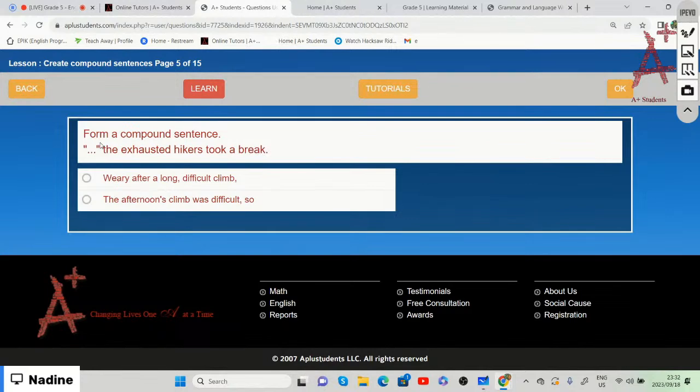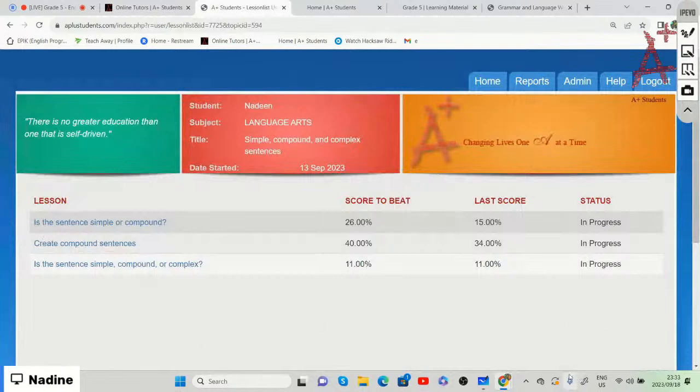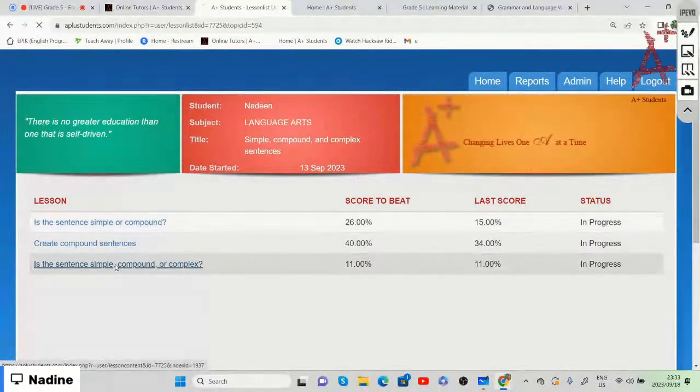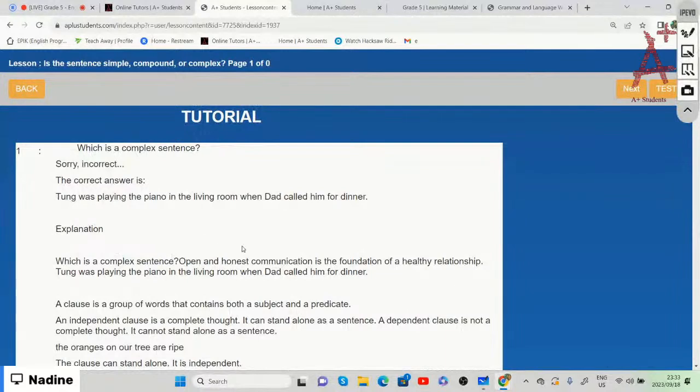Look at the coordinating conjunction. And if we choose the correct one, then we will choose the afternoon's climb was difficult, so the exhausted hikers took a break. And the word so over there indicates the coordinating conjunction. All right, so now we're going on to: is the sentence simple, compound, or complex? So two was the correct answer.